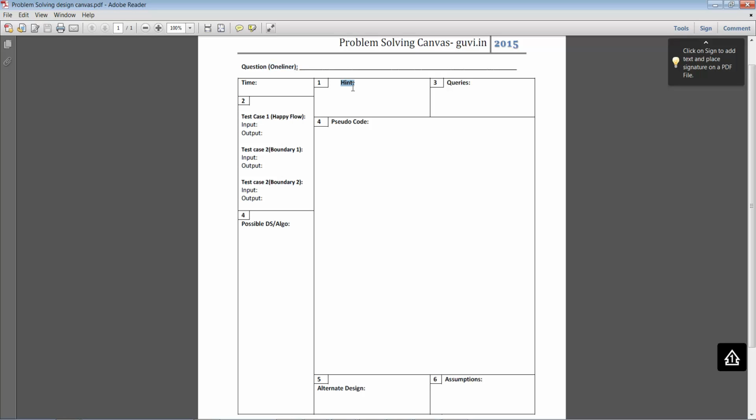Then look for the hints. What are the hints that you have? After the hint, don't start with coding. Don't straight away jump into code. What you do is try to write the possible test cases. What is a happy flow? What is a negative path? What is a positive boundary? Try to write 3 test cases, not more than that, just to make a note of it so that you can visualize what the input and output are.